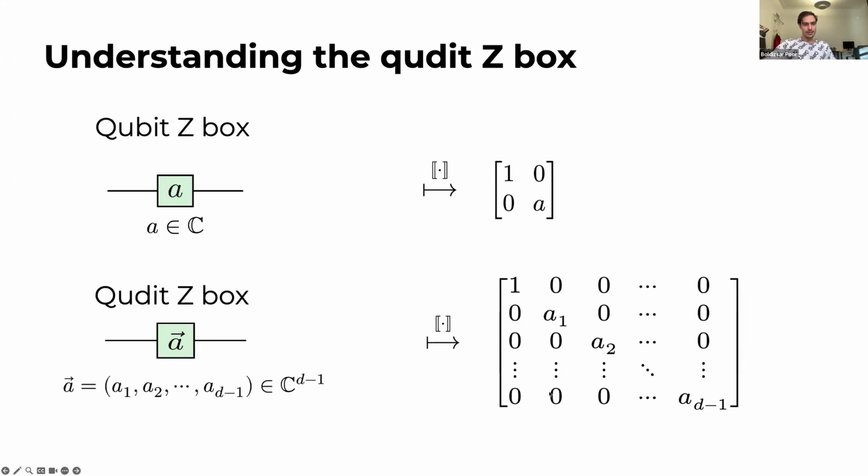But this is qubits. So how do we reason about qudits? In the qubit case, we have 2 times 2 matrices. In the qudit case, we have d times d matrices. And in the qubit case, you have a single parameter in the Z box. In the qudit case, you have d minus 1 parameters, right? And you put these parameters into the diagonal of the matrix. And then if you want to check, if d is 2, then this is c to the power of d minus 1. So d equals 2 is c1, which is just equivalent to the qubit case. So it generalizes quite well.